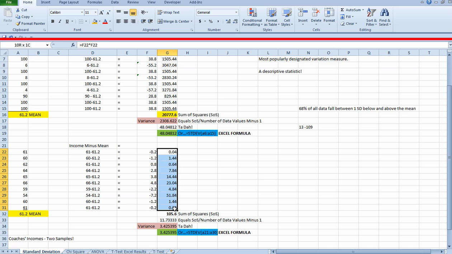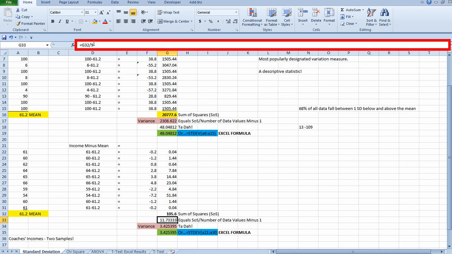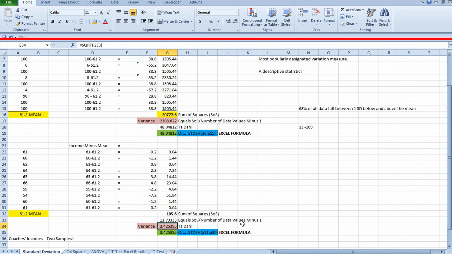Then you sum them to get the sum of the squares. And remember that to get the variance, you divide the sum of the squares by the number of data points minus 1. So in this case, it will be 105.6 divided by 9, which you can see up here in the bar. So the variance is 3.42.